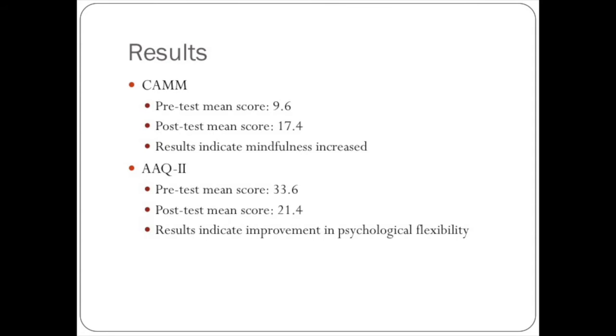For the child and adolescent mindfulness measurement assessment, the pre-test mean score was 9.6. The post-test mean score was 17.4. So the results did indicate that mindfulness increased. And for the second assessment, acceptance and action questionnaire, the pre-test mean score was 33.6 and the post-test mean score was 21.4. So the results indicated an improvement in psychological flexibility.